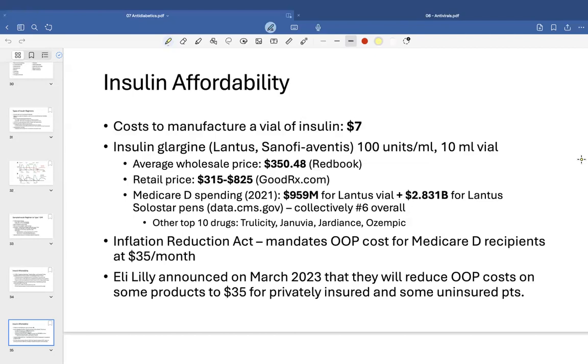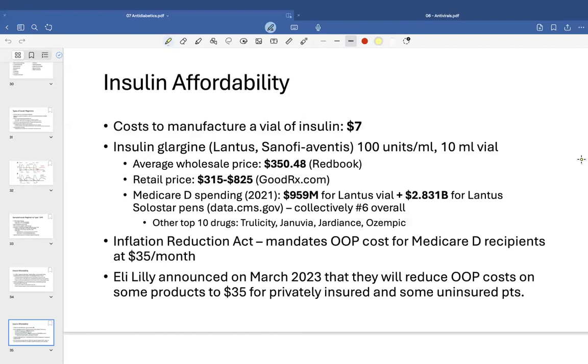Interestingly, there are other top 10 drugs. 4 other top 10 drugs are also for diabetes, including Trulicity, Januvia, Jardiance, and our favorite, Ozempic. We get to talk about this week. So diabetes is really, really big. And then we talked about Hep C drugs. A couple of those drugs are high on that list as well. The direct-acting antivirals, which we talked about, are super expensive anyway.